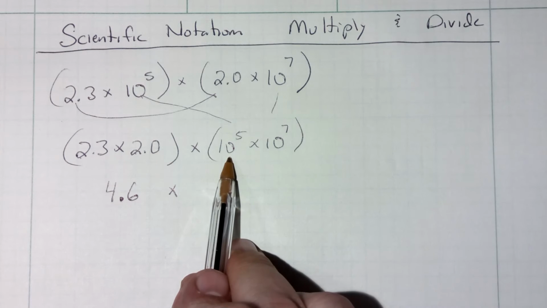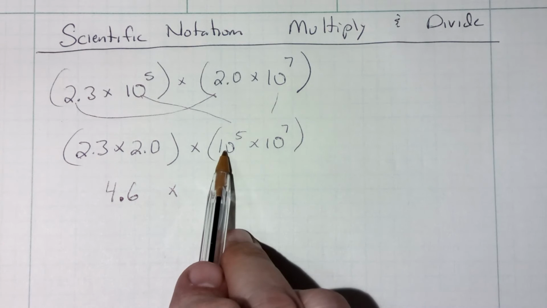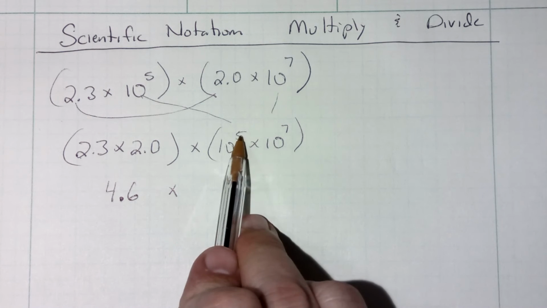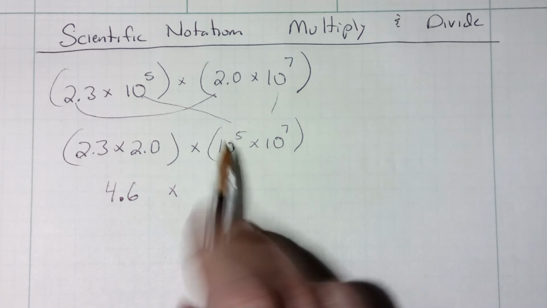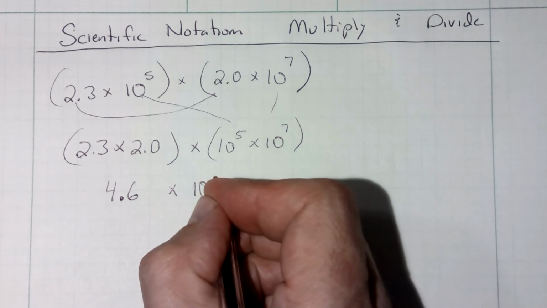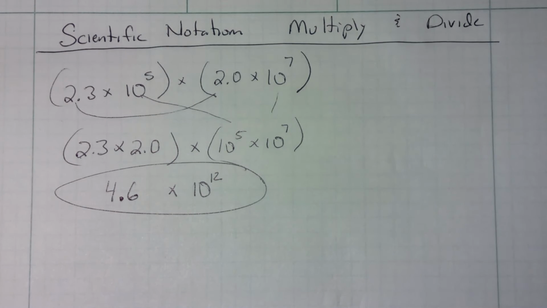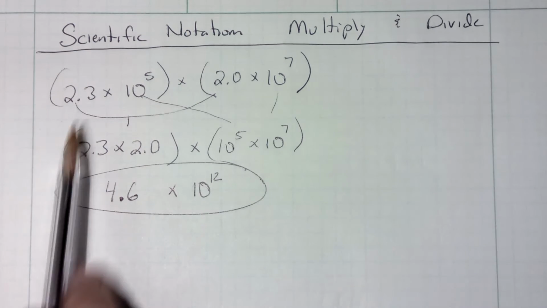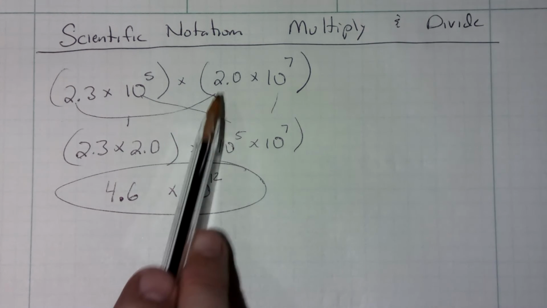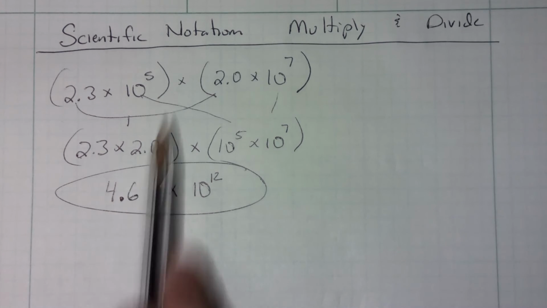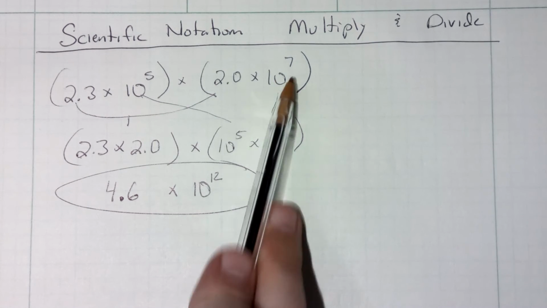Now we just use our properties of exponents. If I have the same base and I'm multiplying together, I add the exponents. So it's going to be 10 to the 12th. That would be our final answer. So again, it's just a matter of regrouping: the first numbers in front, the decimal parts, multiply them together, and then add the exponents on the 10.